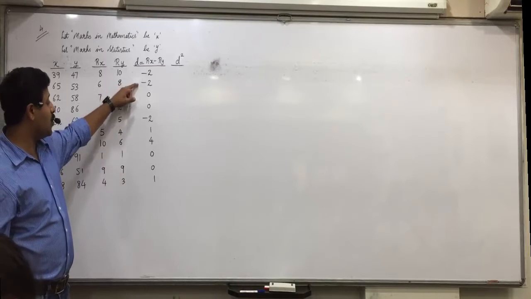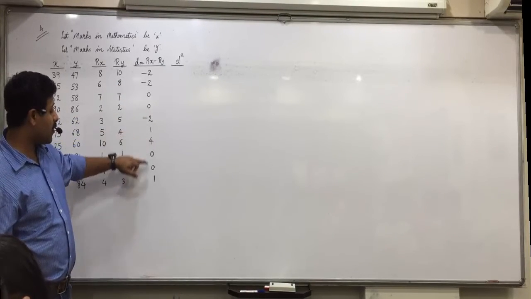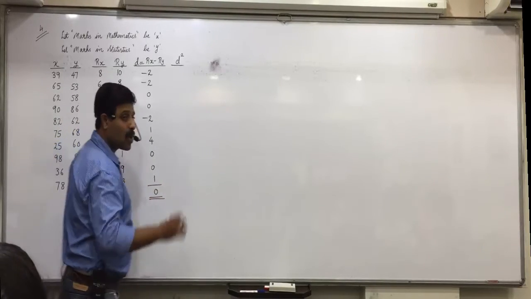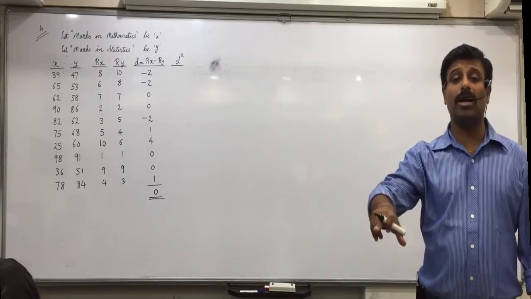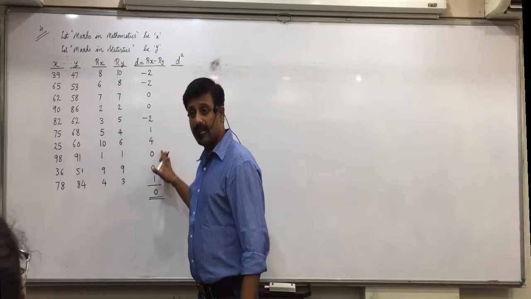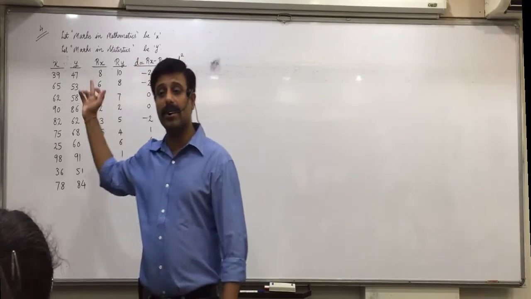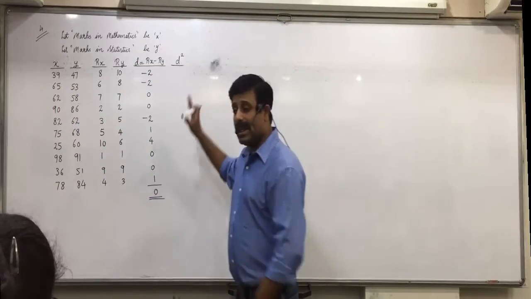Now negatives are 2, 4, 6. Negative total is 6. Positive is 1 plus 4, 5 plus 1, 6. So does the total come 0 or not? Always cross verify that. If it does not come 0, it means you have done some mistake in calculation of D, or you have done mistake in markings of ranks X and Y. Okay? Now we need D square.